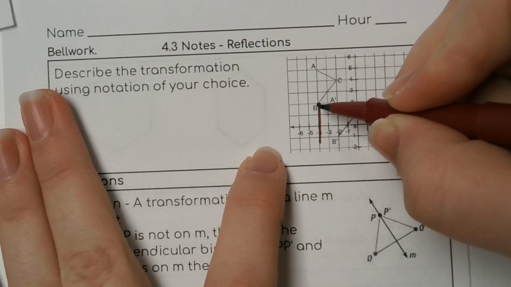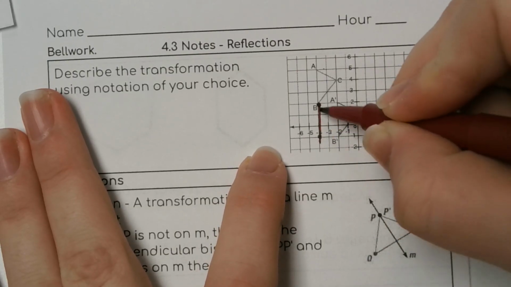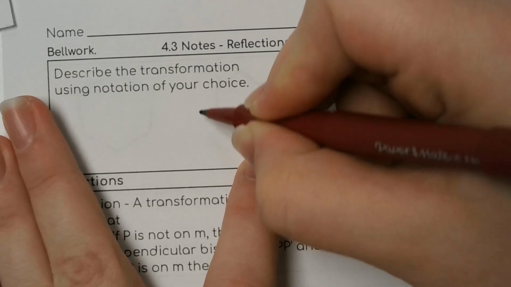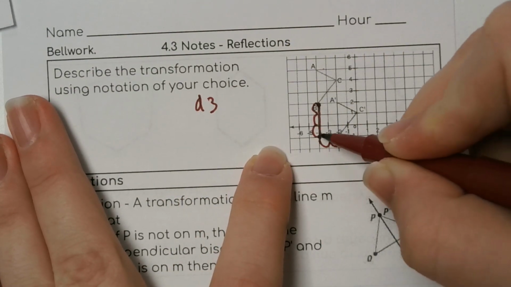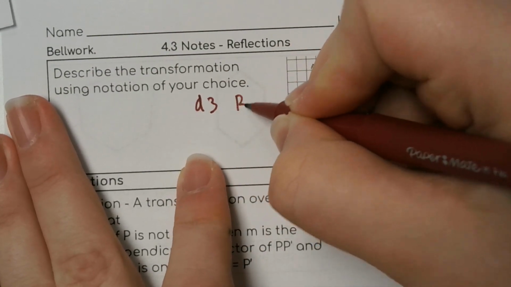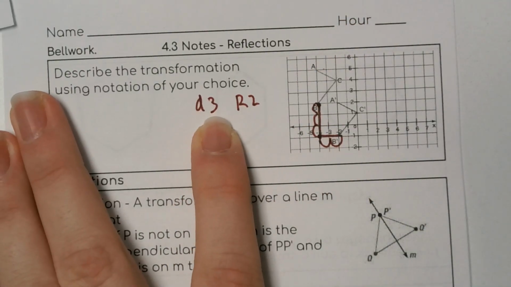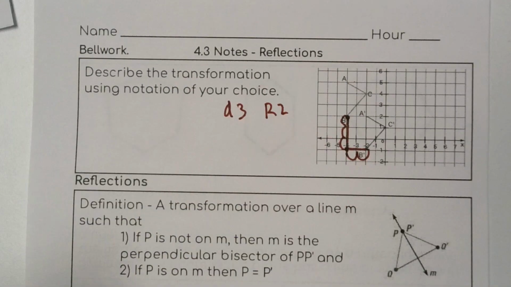Someone said it. Down. How many do we have to go down? Perfect. So we went down 3, and then we have to go to the right. How many? 2. Okay, that's the verbal description right there. Down 3, right 2. Perfect.